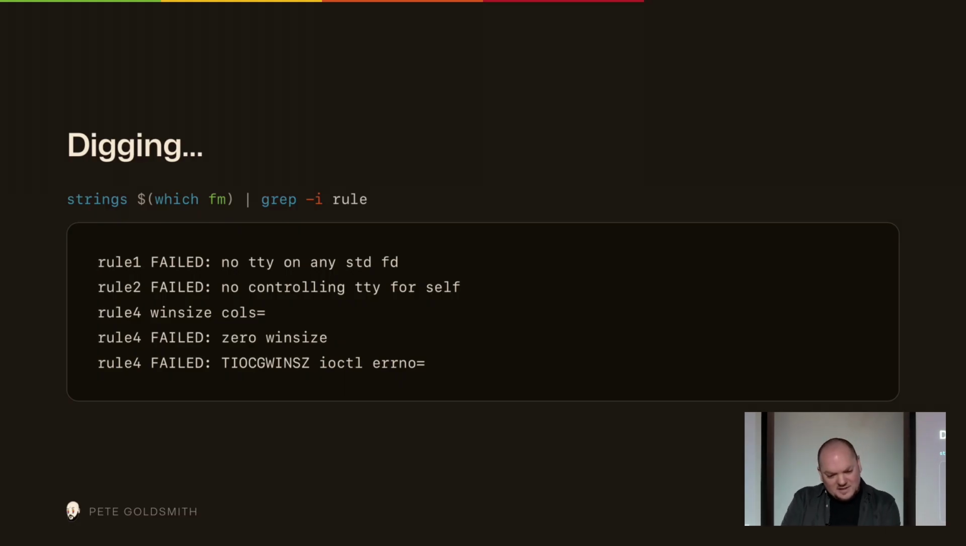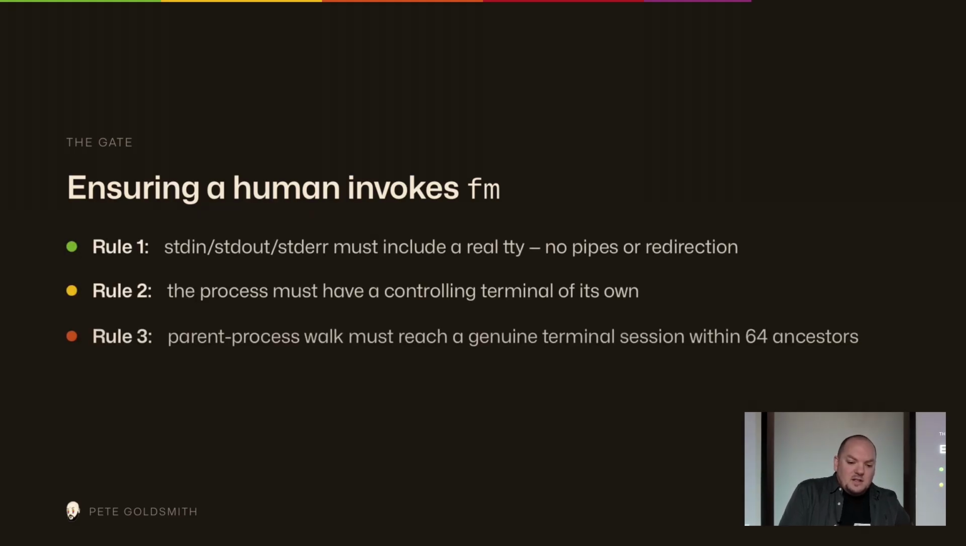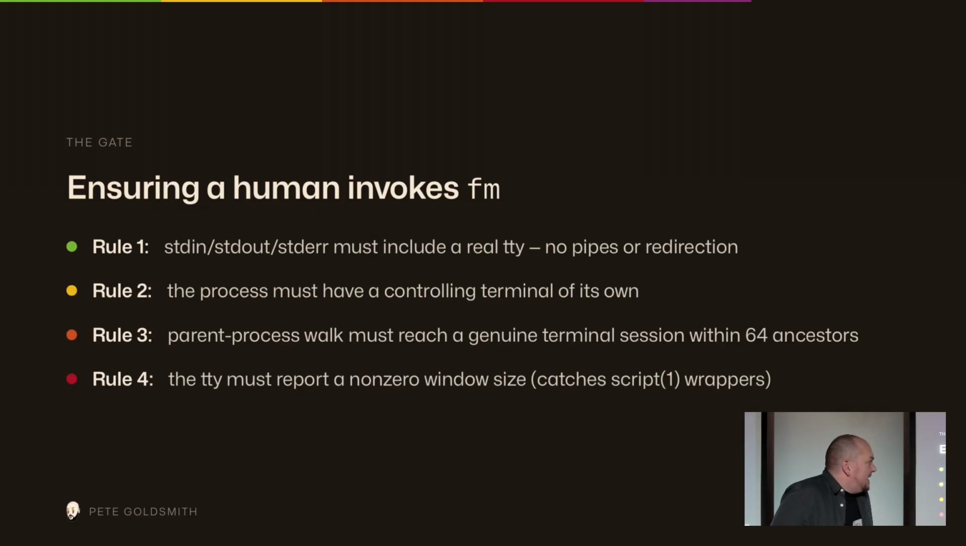And there was this fun little string here for the zero window size, which I'd never seen for CLI protection before. The English version of what these mean, for those that understand a bit of shell scripting, is ensuring that all of the input and output from the command line is going to a terminal, easy to fake. The process must have a controlling terminal of its own, again, easy to fake. And the parent process, what they do is they walk up the process hierarchy to ensure the Apple signature of someone in the chain is actually signed by Apple, which is pretty good.